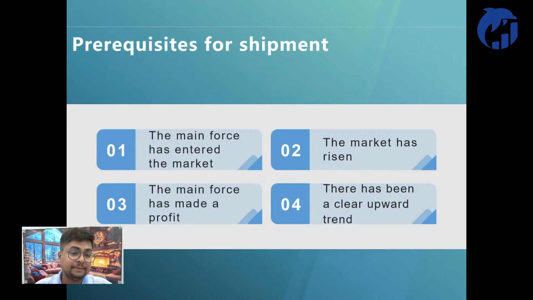Now, what are the prerequisites for the shipment? Just have a look. First, the main force has entered the market. Secondly, the market has risen and the main force has made a profit, then there has been a clear upward trend. So we will take an example of GSCL only.